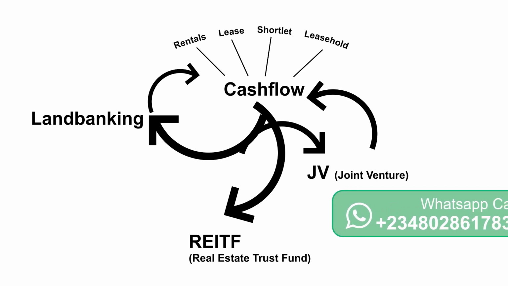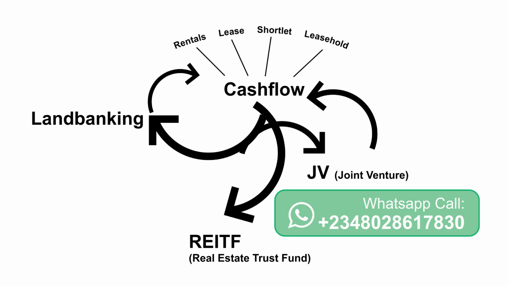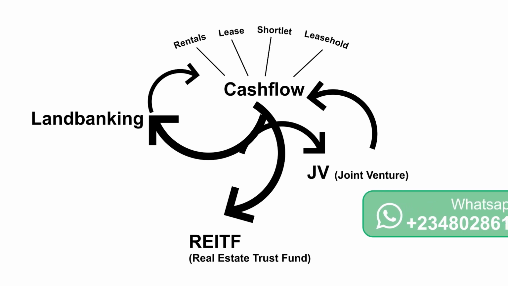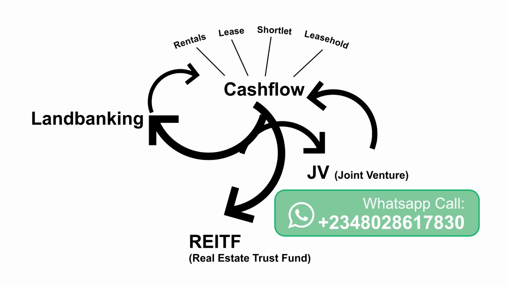We have land banking, we have cash flow, and under cash flow we have subcategories. We have rentals, we have lease, we have short let, we have leasehold. Then we have joint venture, JV, and we have real estate trust fund, and you can see different arrows going up and down, going downward, left, upward, by the left and by the right.